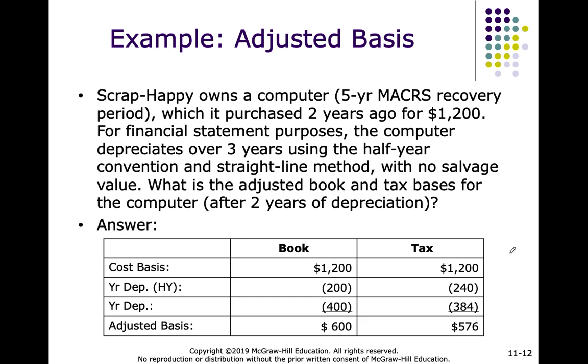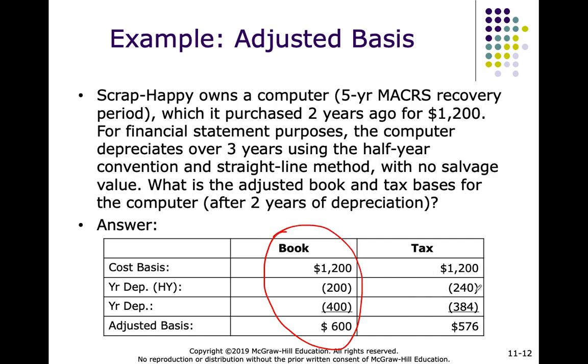Okay, so we have an example. We have a Scrap Happy on the computer. It's the 5-year MACRS property that we're using, going back to our previous chapter where we looked at depreciation, the cost recovery, and all that. Hopefully we did not forget. We have an asset with a cost basis of 1200. If we're using financial accounting, we may be using a straight line. Okay, so this is what it will look like.